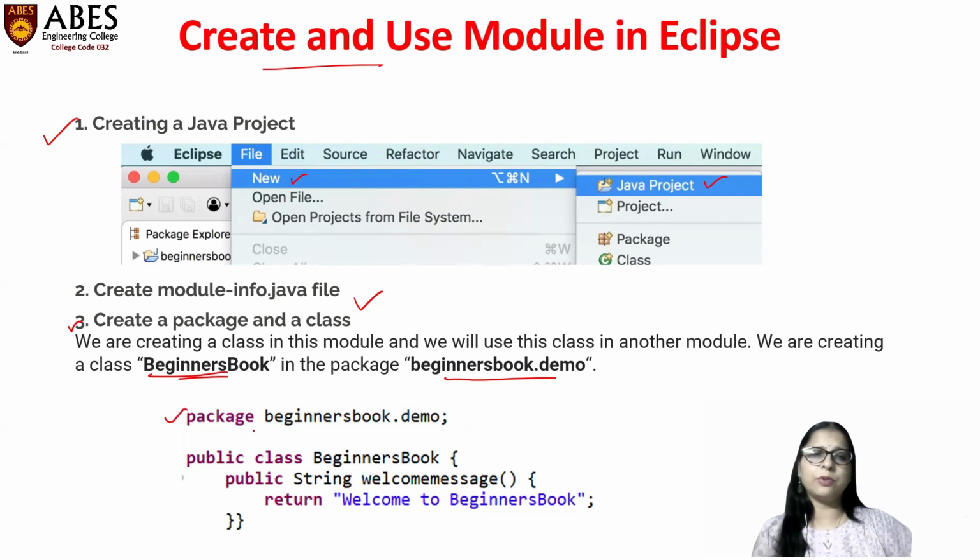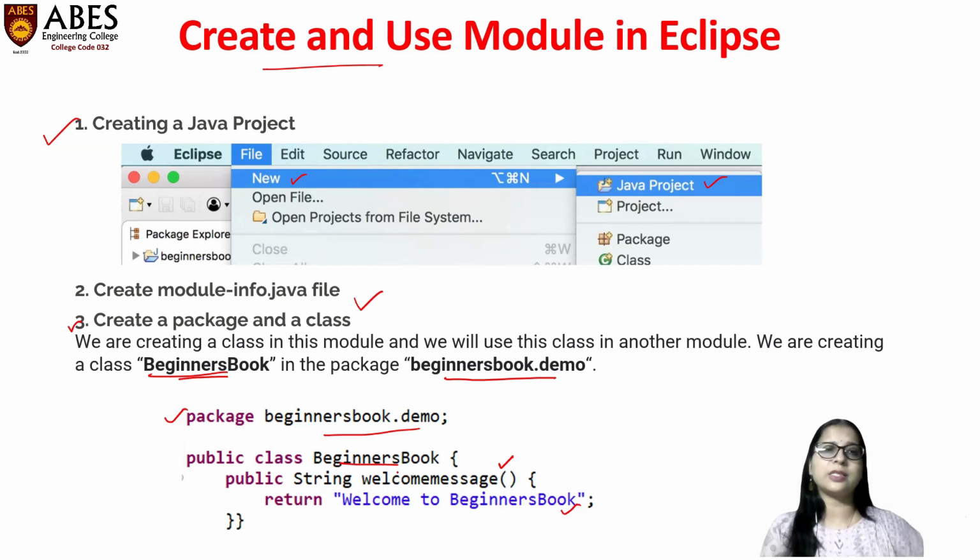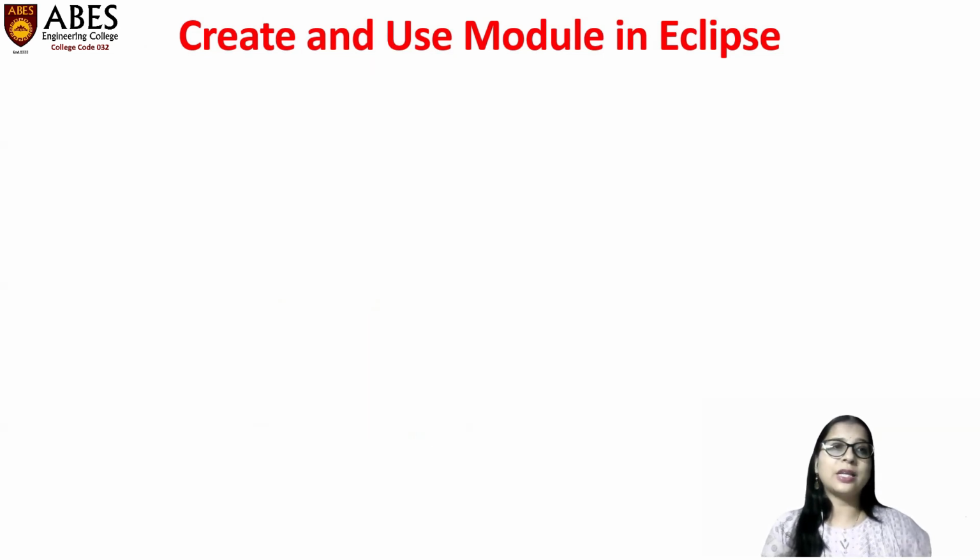This is the step to see that this class belongs to this package, the name of the class, and there is a very simple method defined, welcome message, and it includes a print statement, welcome to BeginnersBook. So this is the third step. You create a Java project, then you create a module-info.java file, and then you create a package beginnersbook.demo, and then create a class BeginnersBook in it. So these are three steps.